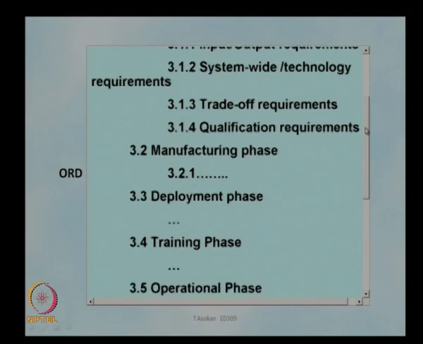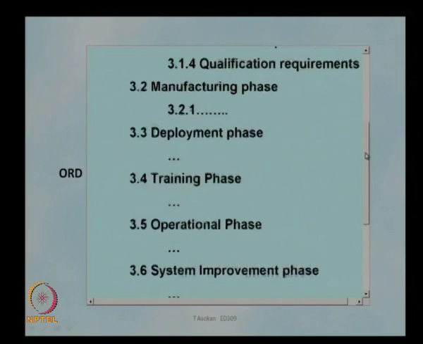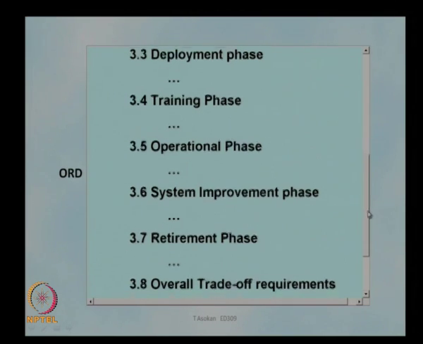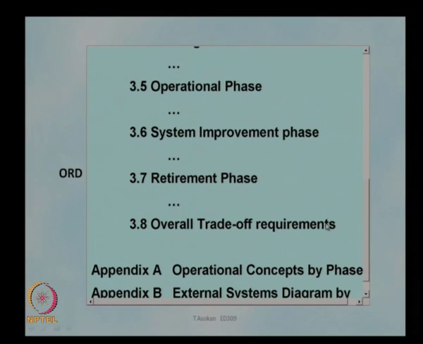So, this is the general structure of an ORD. As you can see, there are different phases: the training phase, operational phase, system improvement phase, retirement phase, and then an overall trade off requirements section also. An overall trade off requirement will be identified by the designers. Depending on the cost and the performance, they will identify an overall trade off requirement which may be applicable to all the life cycles.